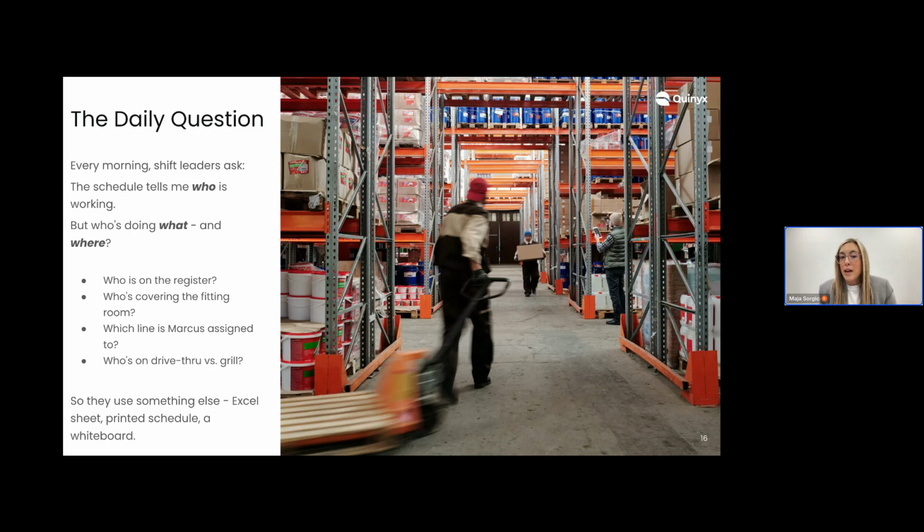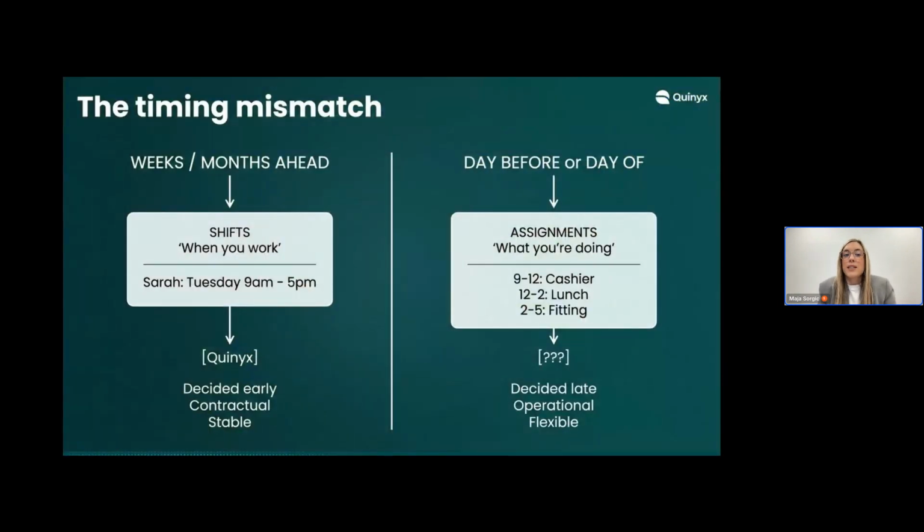Why does this gap exist? Because there is a timing mismatch. So shifts would show you when people work and when you go to work. That gets decided like weeks or months in advance. So in manufacturing or in any other work vertical, you can know months in advance or even a year when someone is working. And that's what Quinyx handles well. So we know that there are customers of ours that would roll out and publish schedules for the whole year. So this is what we already have.